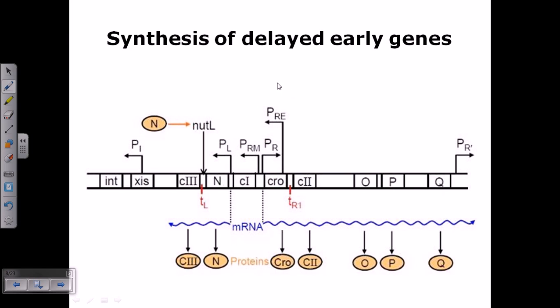Okay, now, synthesis of delayed early genes. In delayed early genes, there are many more genes like C2, C3, N, CRO, O, P, and Q, and the rest of this part. But majorly CRO, N, C2, and C3. Now, these particular genes are required in the future to control the transcription of genes present inside the viral genome.